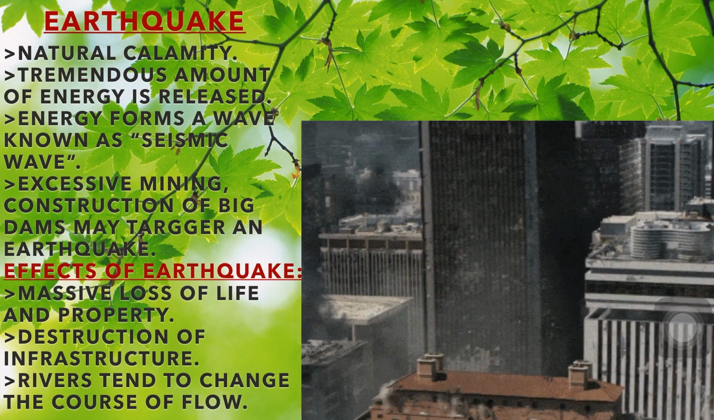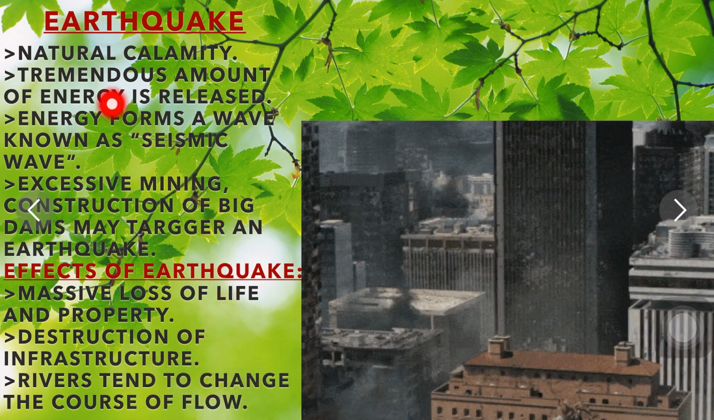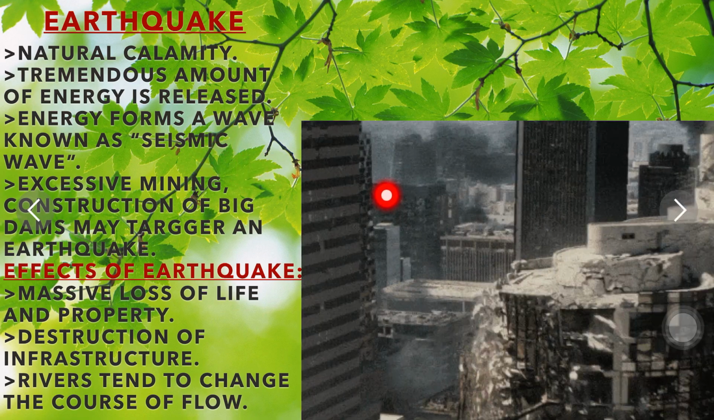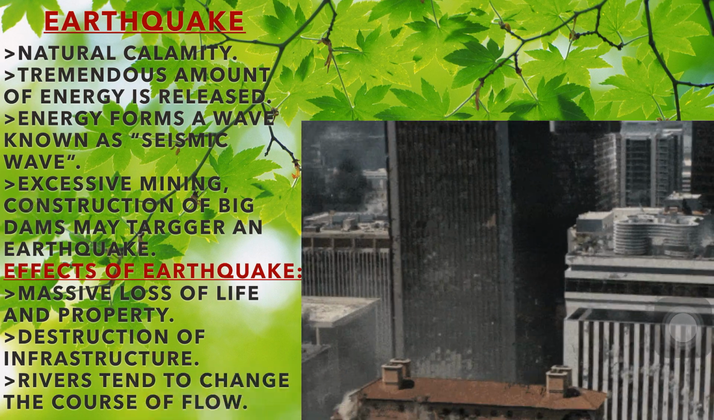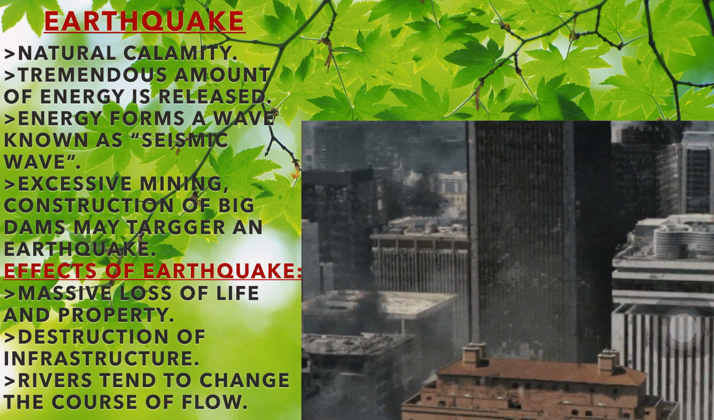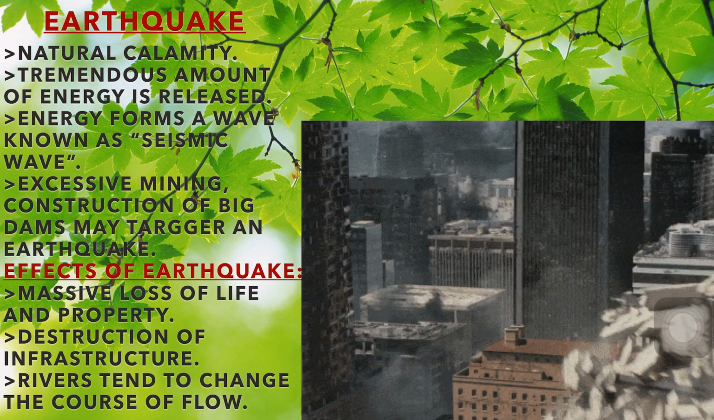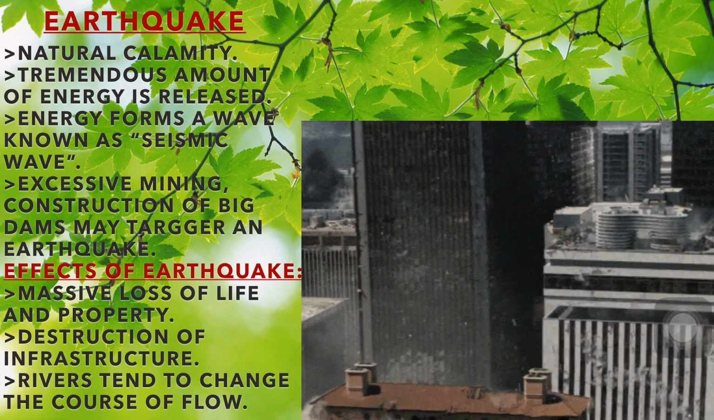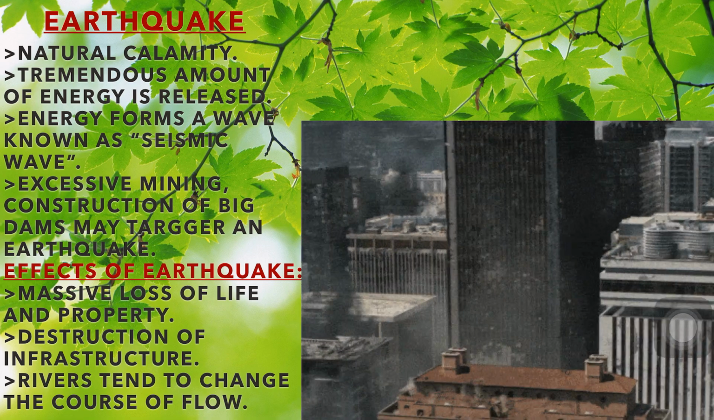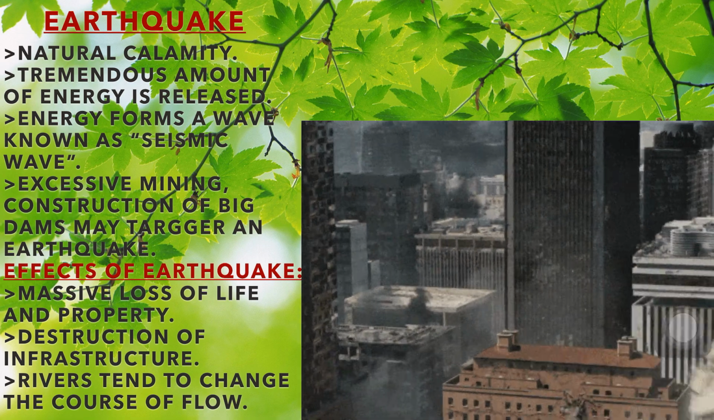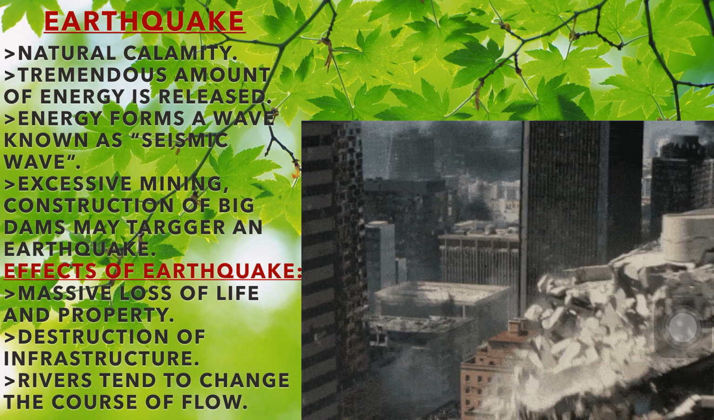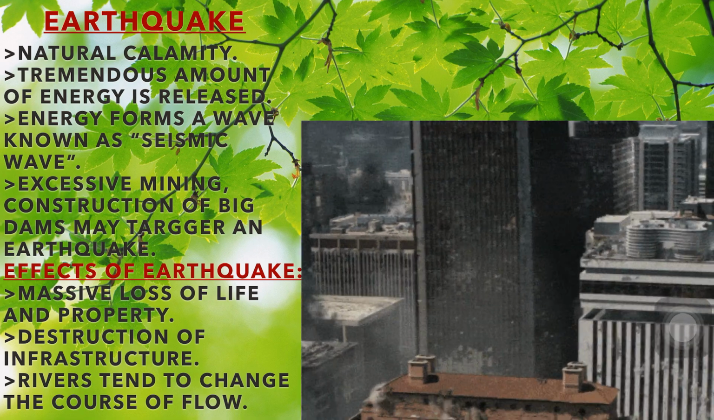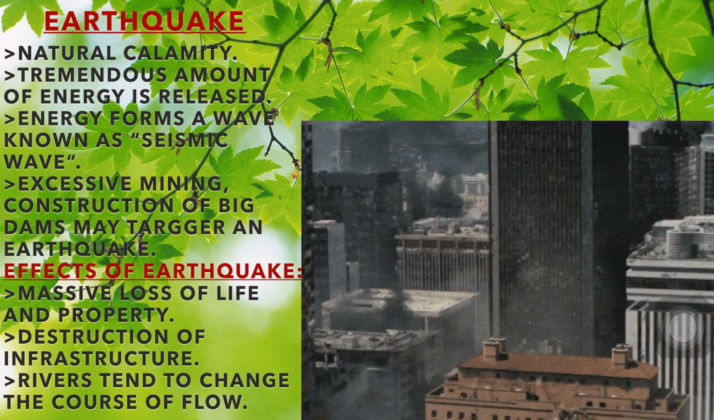Now let us see the first disaster, that is earthquake. Students, this earthquake is a natural type of disaster. Movements in the interior of the earth release a tremendous amount of energy. This energy causes seismic waves, leading to movements of the earth's surface like tremors, shaking, cracking up, etc. Such vibration or quaking in the earth's crust is known as an earthquake.